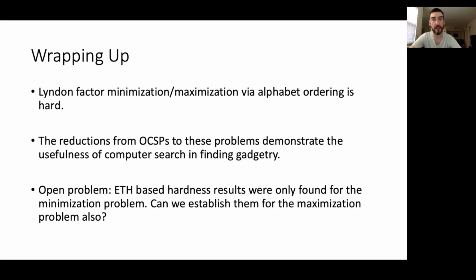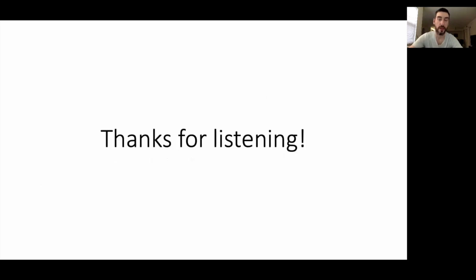And then the last thing is we were only able to find gadgets which would work for the exponential time hypothesis for the minimization problem to establish those hardness results. So we're leaving open whether or not we could find gadgets or a proof that would prove hardness for the maximization problem also. That's my presentation.